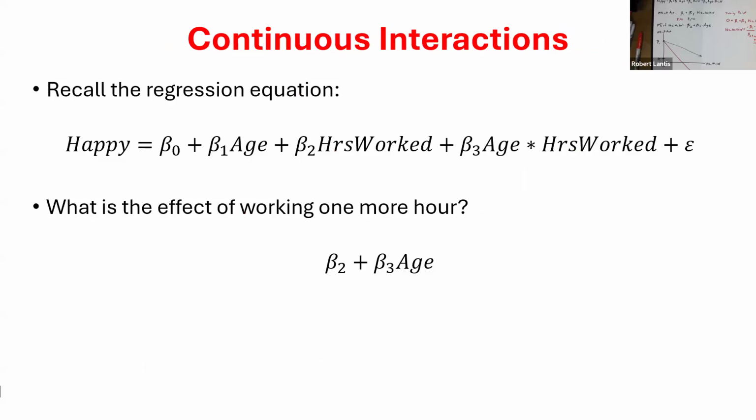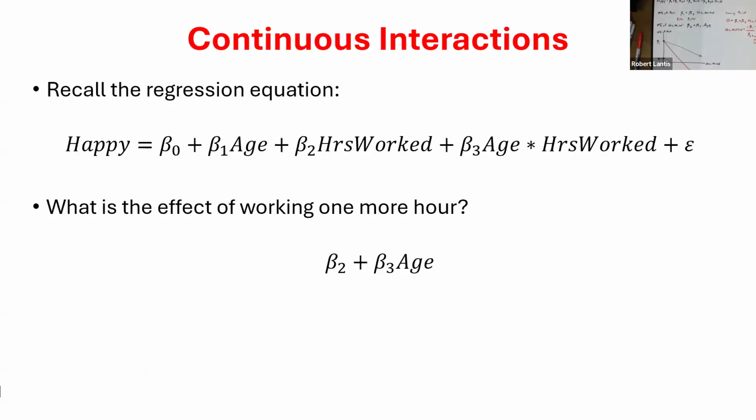So I could do the same thing, but if I wanted to know the marginal effect of one more hour worked, right? Maybe I'm a company thinking about whether to institute some mandatory overtime, where my workers are going to have to work one more hour on average. Well, I would take a derivative of my regression equation with respect to hours worked. I'd be left with beta 2 plus beta 3 times age.